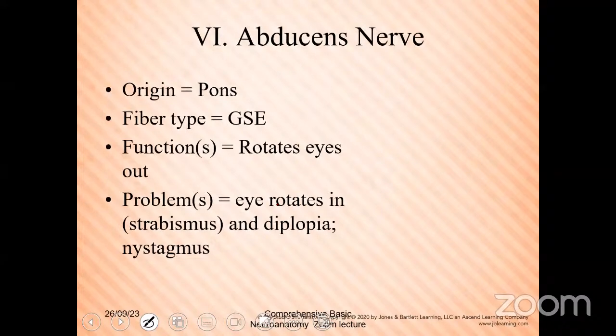Rotates eyes out. Its palsy causes diplopia and nystagmus. So usually abducens nerve damage causes lateral rectus palsy, which will give rise to diplopia on looking ahead.